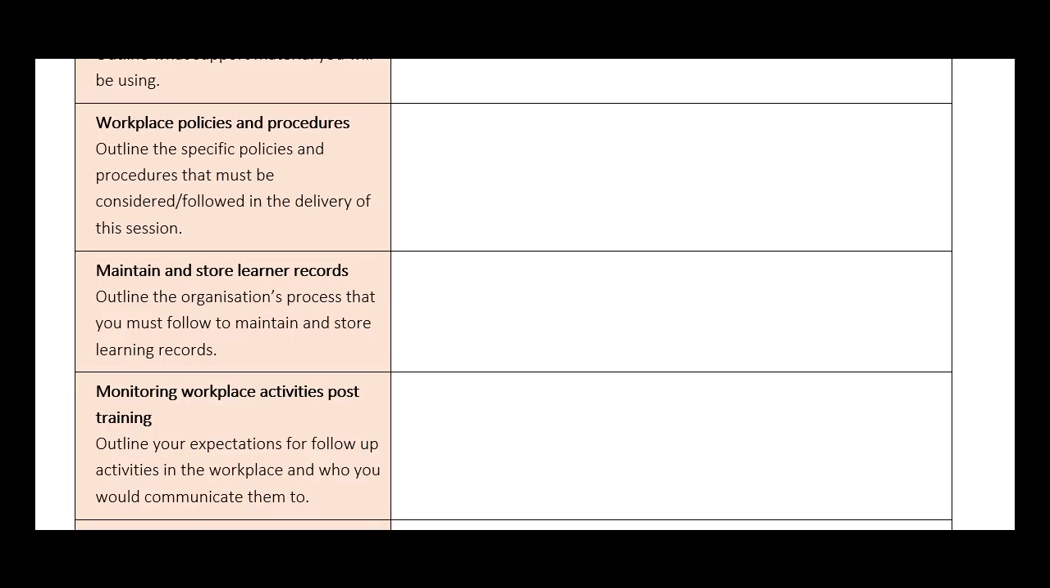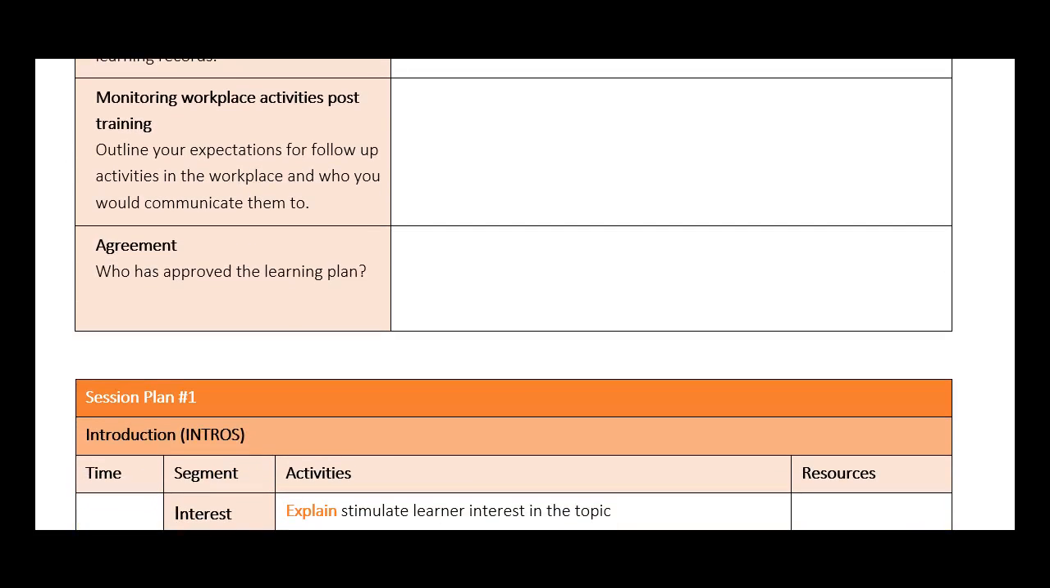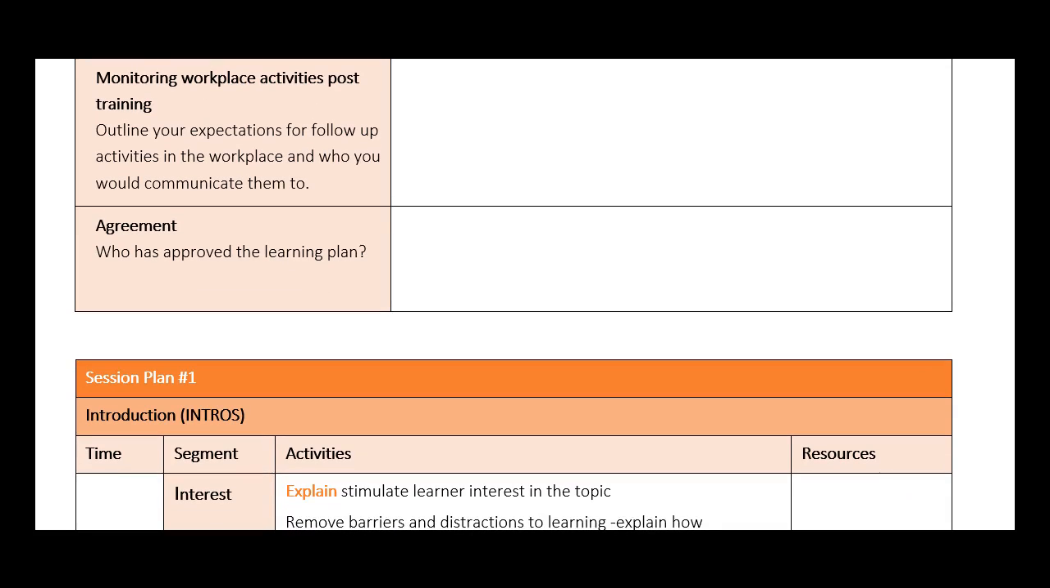And maintaining and storing learner records. Here you need to tell us what the process is for your learner records. Where do they go? Who stores them? Who's responsible for them? What documents do you actually have to maintain and hand in to somebody else if you're not updating the learner records yourself? And who has approved this learning plan as a whole?